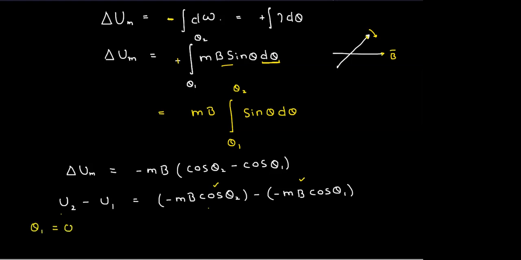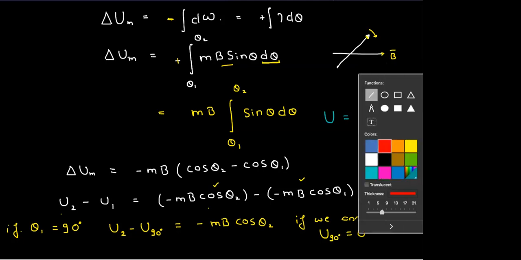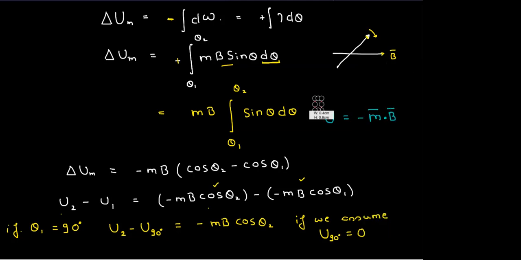So let's take theta 1 to be 90 degrees. You'll get U2 minus the potential energy when the angle between magnetic field and dipole is 90 degrees equal to minus MB cos theta 2. Every time you define a potential energy, you need to assume which position has zero potential energy. Here, if we assume U90 is zero, when the angle between the magnetic field and the dipole is 90 degrees, then the definition of potential energy is minus M dot B, which is minus MB cos theta. This is the magnetic potential energy. No one has any doubt?